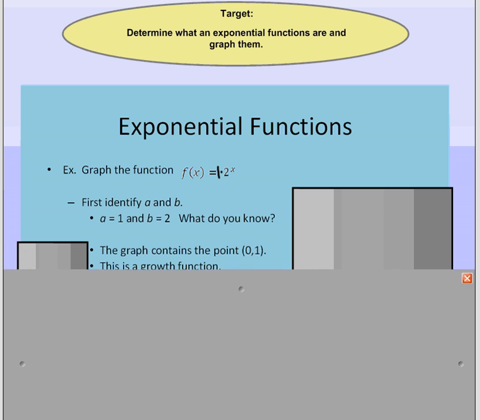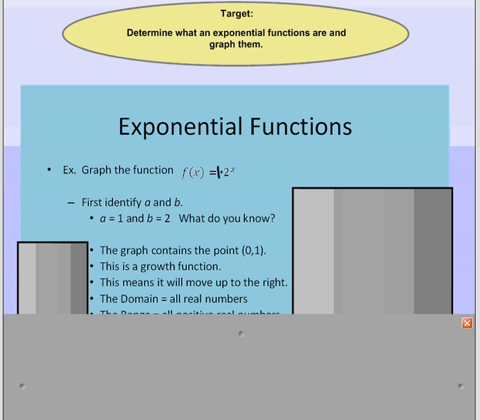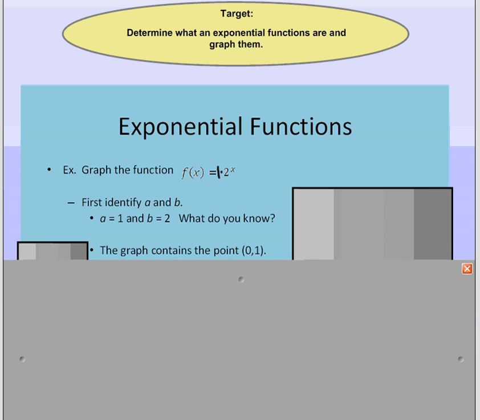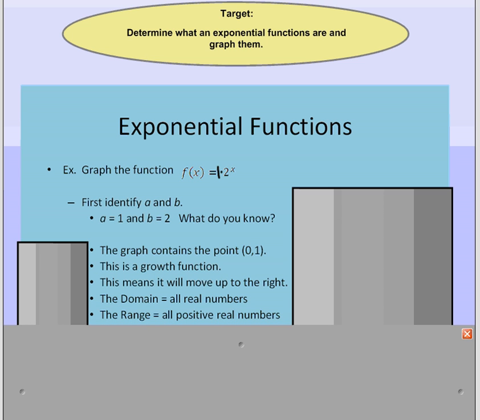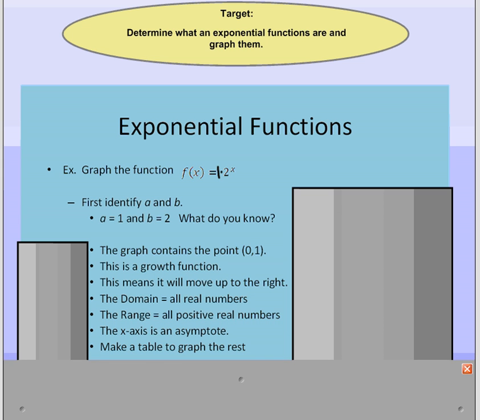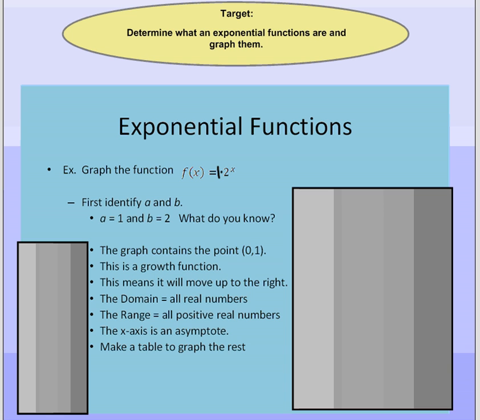Okay, what do we know from this? This is all the stuff we know. The graph will contain the point (0, 1). That's your (0, a). It is a growth function because the b value is greater than 1. It will move up to the right. The domain is all real numbers, and the range will be all positive real numbers because the a value is positive. The x-axis will be an asymptote, and we'll make a table that will handle the rest of the values.